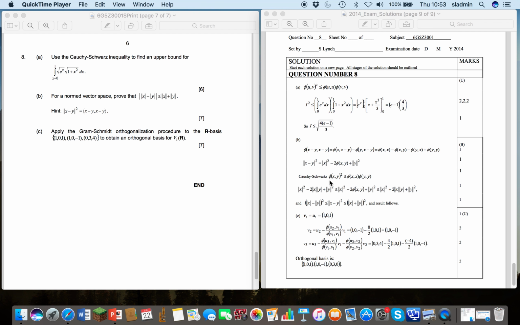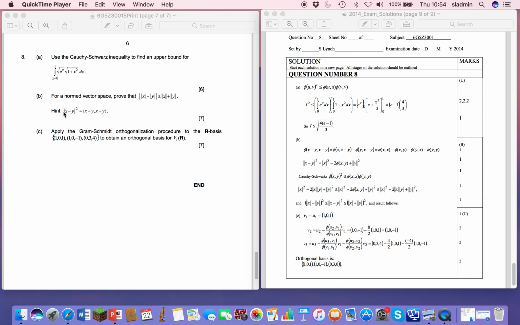And the Cauchy-Schwarz inequality gives us that the inner product of x with y squared is less than or equal to the inner product of x with itself times the inner product of y with itself. So that leads to these inequalities here. And then if you take the square root of all of this, then that gives us this result here. So that's why we have the modulus, because you take the square root, and that gives you the result.